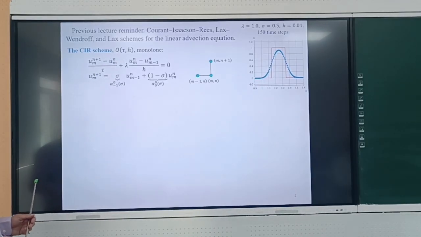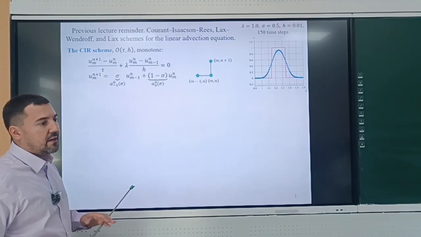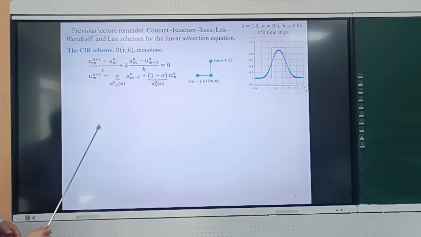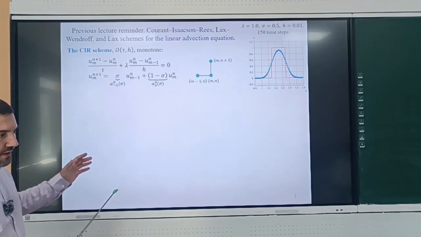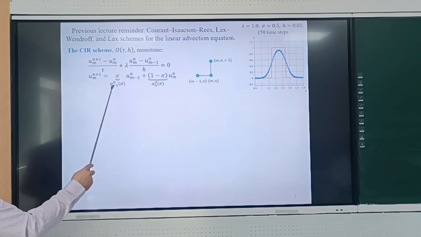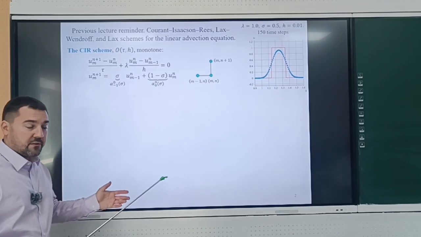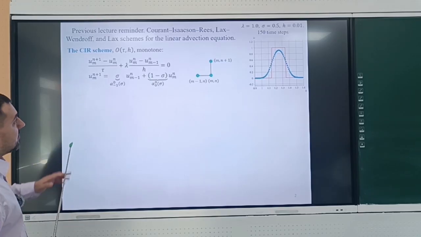We also introduced and discussed the concept of monotonicity, and the Courant-Isaacson-Rees numerical scheme is monotone. That's because for sigma, the Courant number, lambda tau over h, greater than 0 but less than 1, all the coefficients of this scheme, alpha minus 1, 0, and alpha 0, 0, are non-negative. And that is why the scheme is monotone.